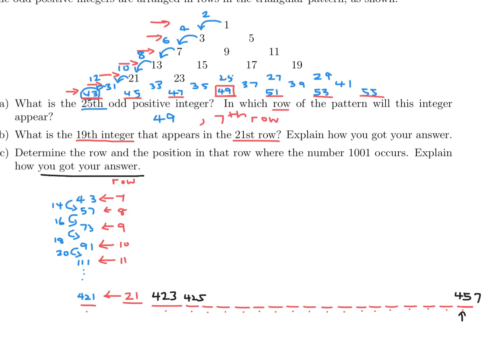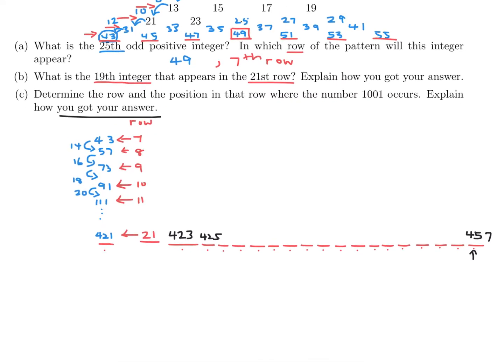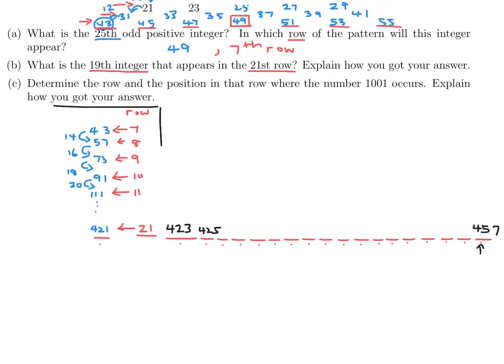Determine the row and the position in that row where the number 1001 occurs. Explain how you got your answer. Okay. All right, so we are now moving on to the next part. All right, so let's talk about this here.